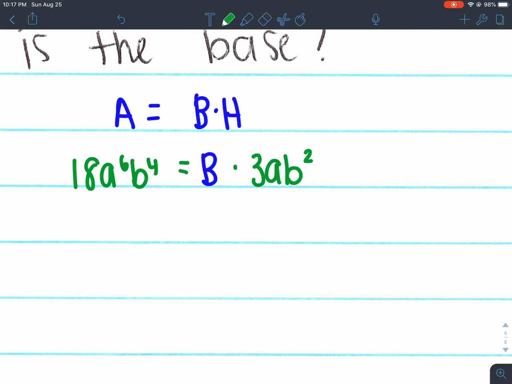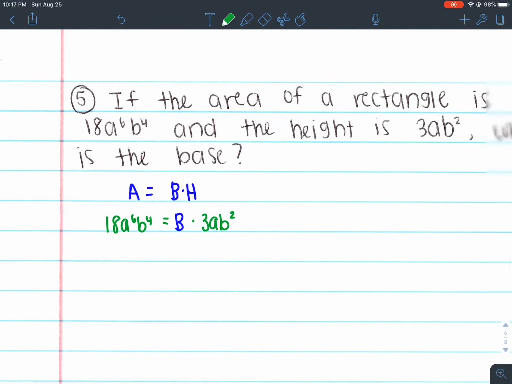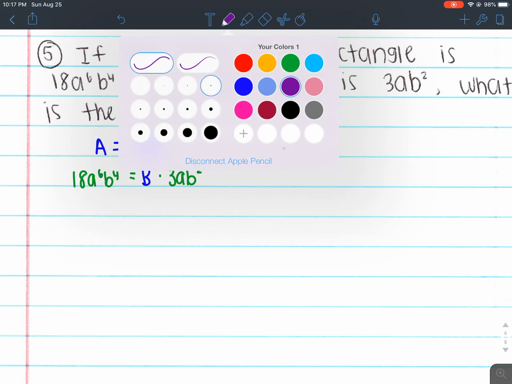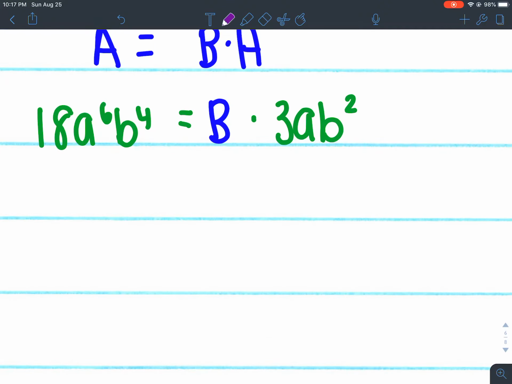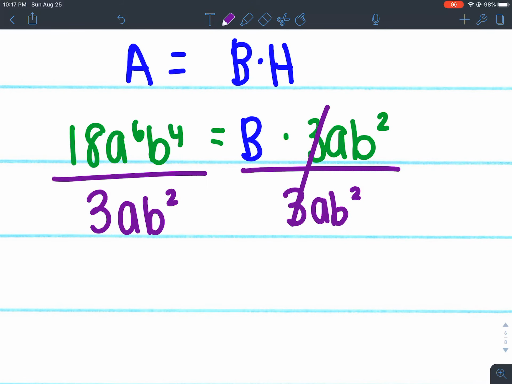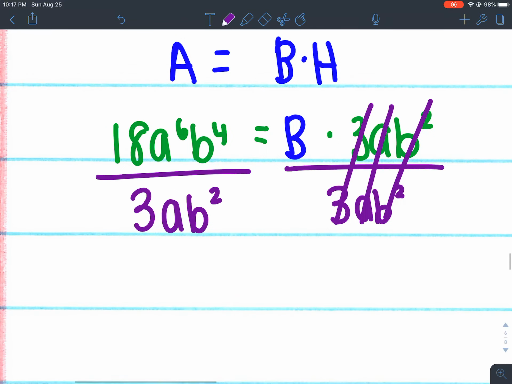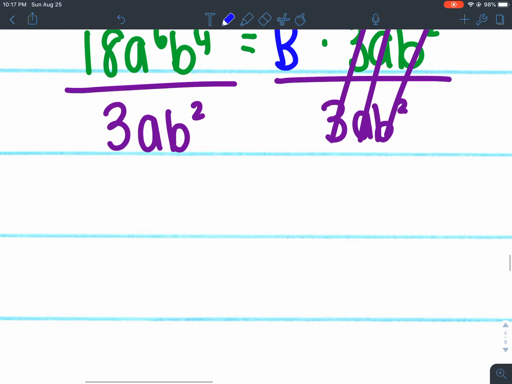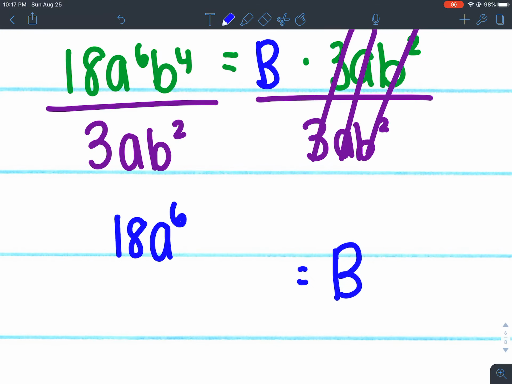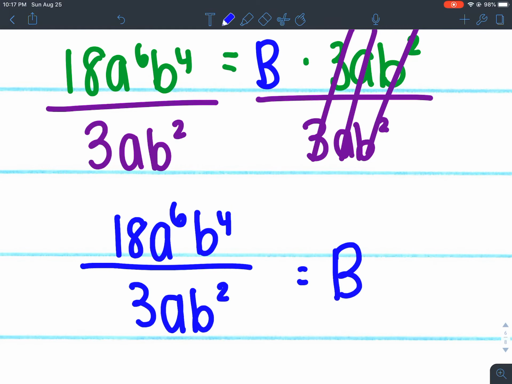Okay, well, I need the base, big B, to be by itself because I don't know what that dimension is and it's asking me for it. So I am allowed to divide here. I can divide out 3ab squared on both sides. These 3's and these a's and these b squareds cancel each other out, and now I just have b equals 18a to the 6th, b to the 4th, divided by 3ab squared.